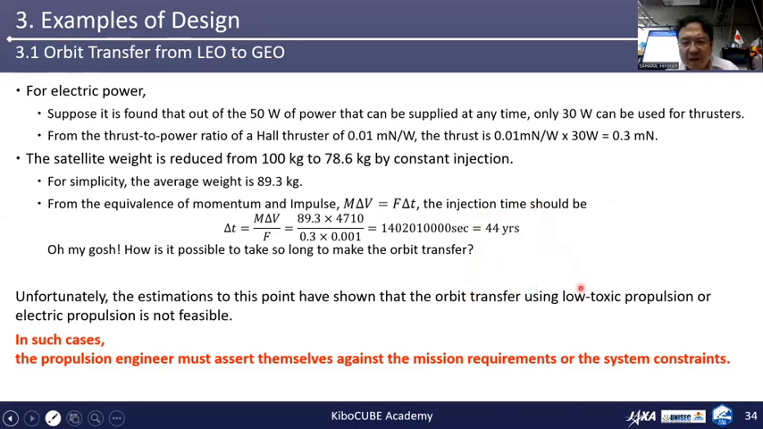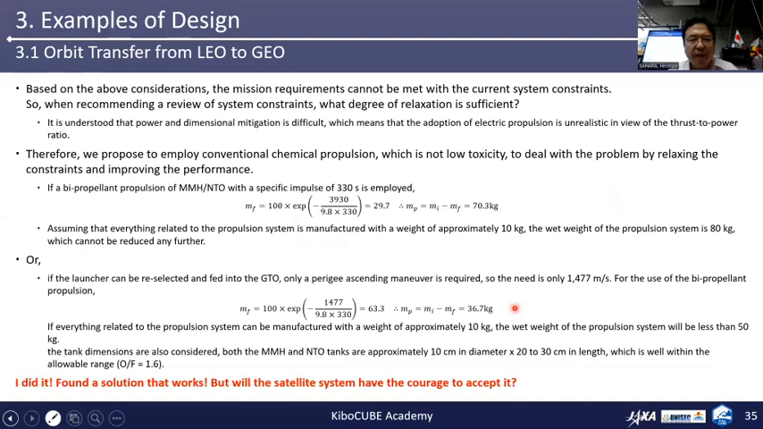Oh my gosh, the propulsion system can't meet the mission requirements. It is at times like this that propulsion engineers must assert their bottom-up approach to mission requirements and mission constraints. In other words, the propulsion engineers suggest that the system or mission cannot be established with these assumptions. Then it would be good to suggest what and how much mitigation should be done.